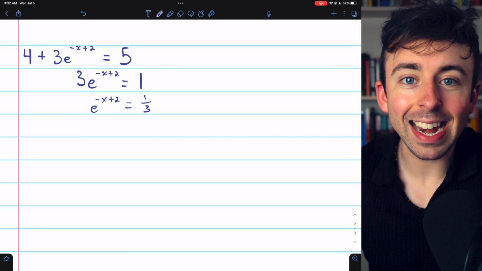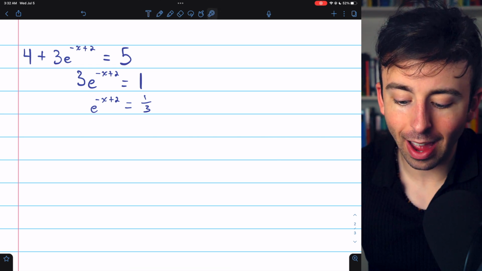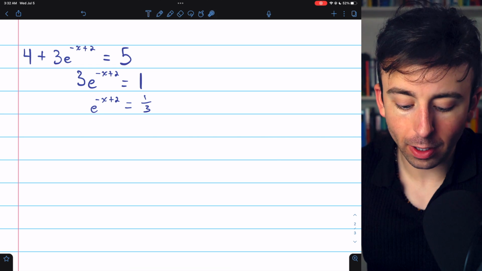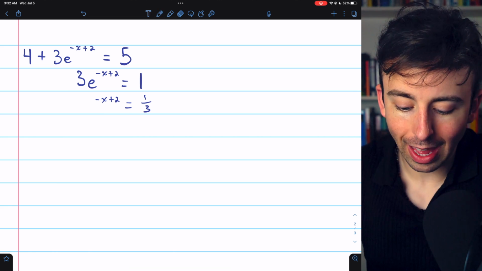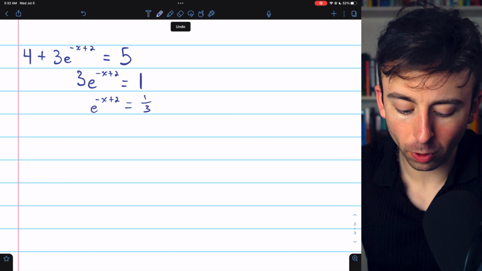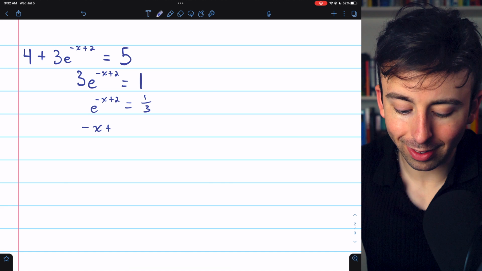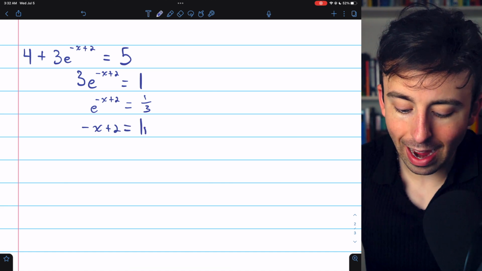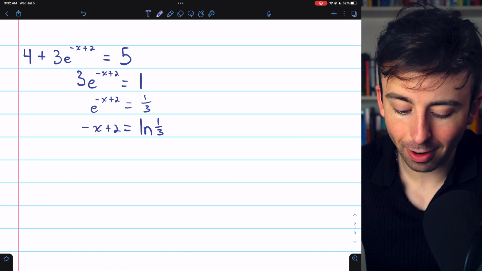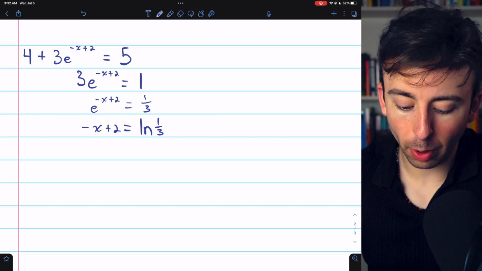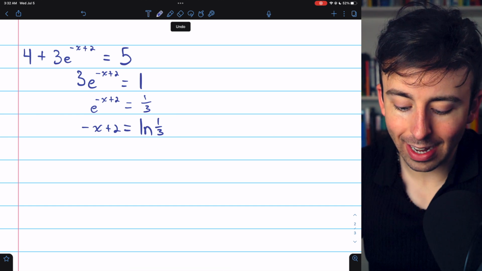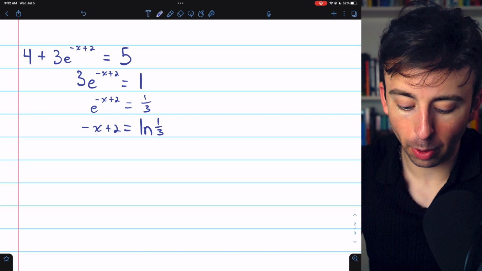Then we can take the natural log of both sides. Take the natural log because the base is e. The natural log on the left will cancel out with the exponential and just leave negative x plus 2. On the right, we have the natural log of 1/3. Now we just need to get x by itself, so let's add x to both sides and then subtract the natural log of 1/3 from both sides.